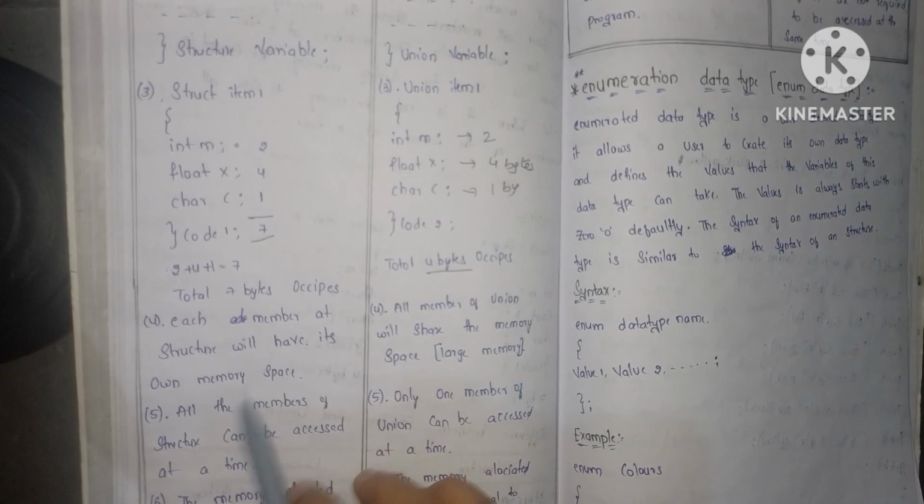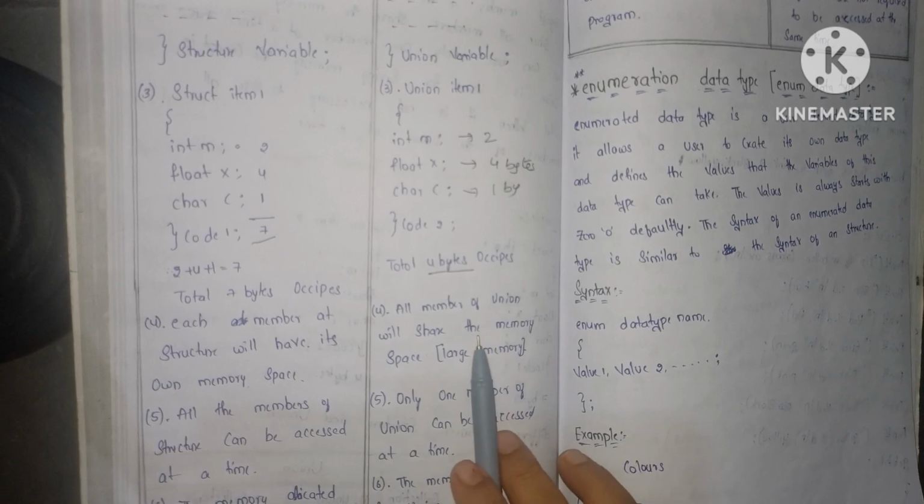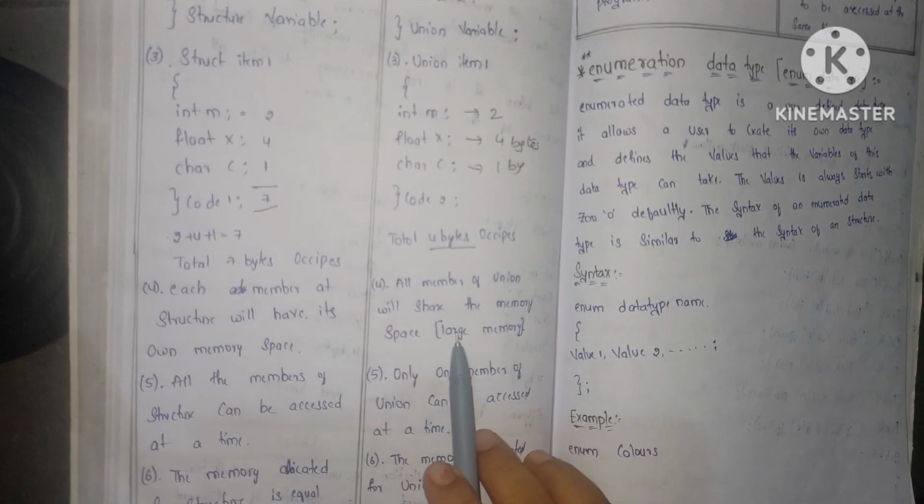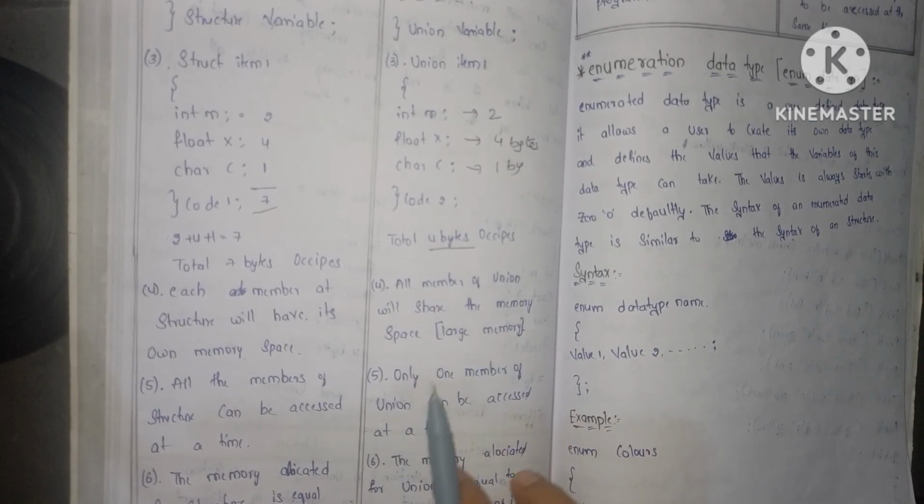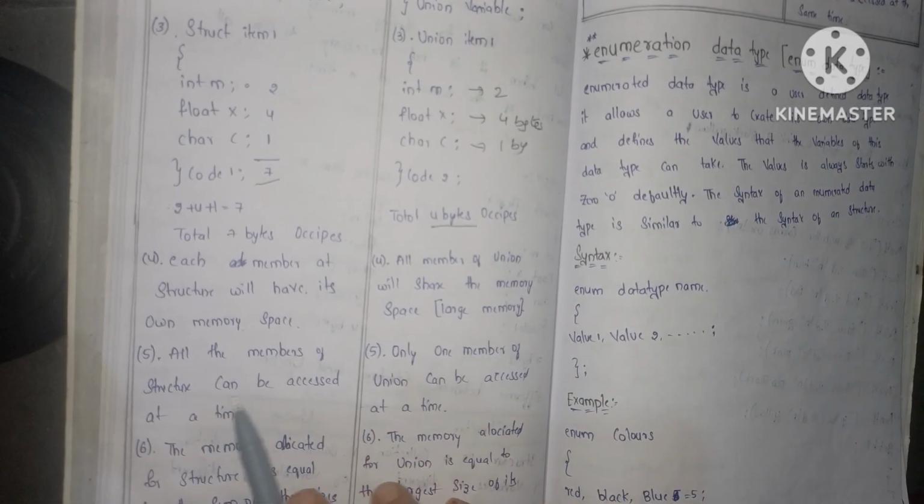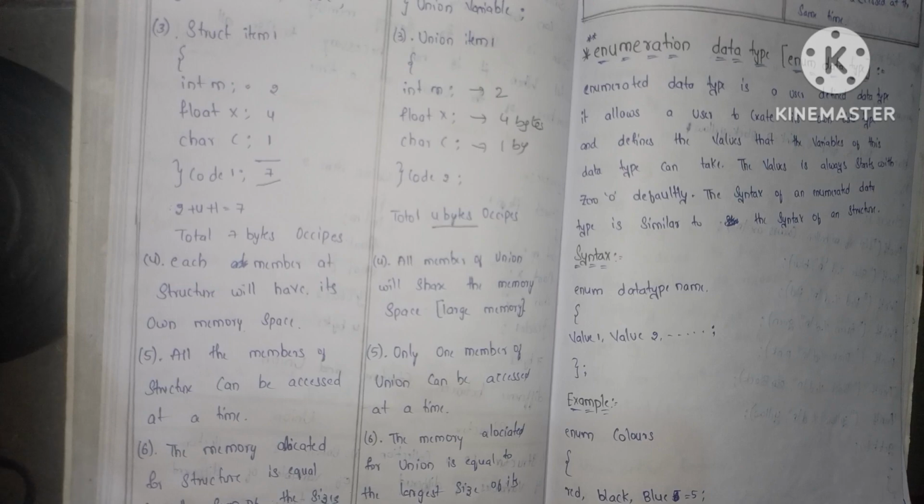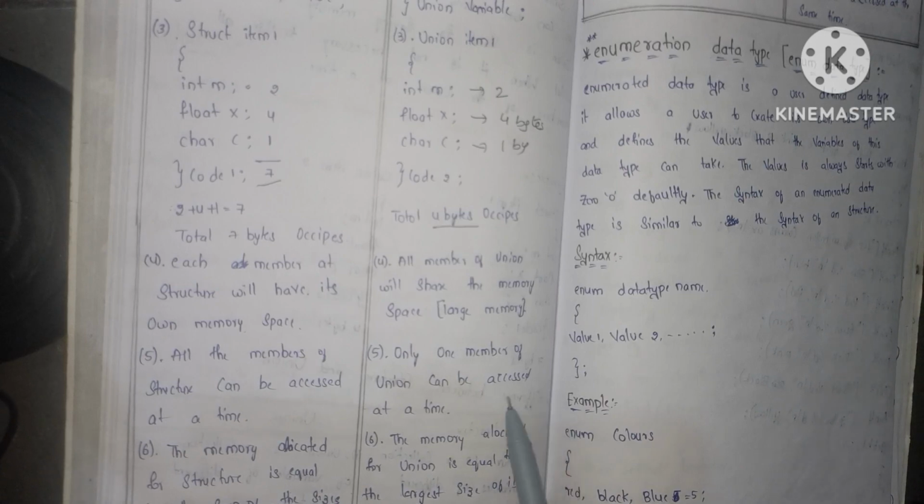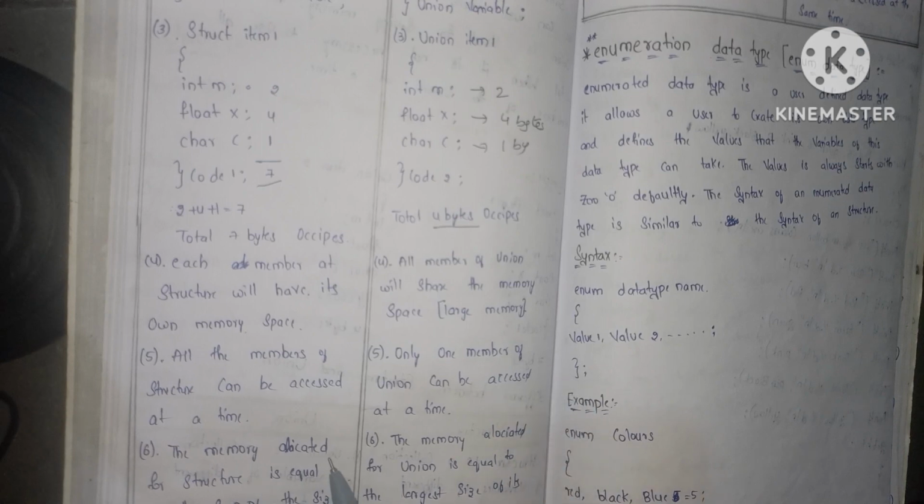Next one: each member of a structure will have its own memory, but in the union all members share the same memory. All the members of a structure can be accessed at a time, but in the union it is not possible to access all members at a time, because there is no individual memory allocation in the union. That's why all members cannot be called at a time.